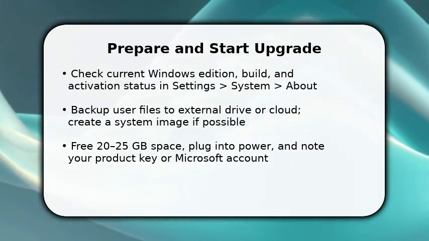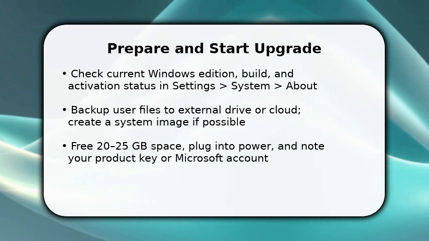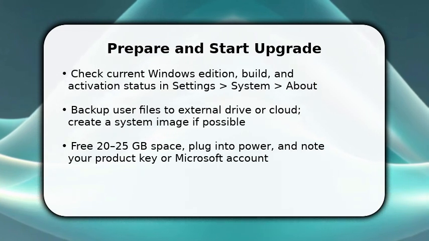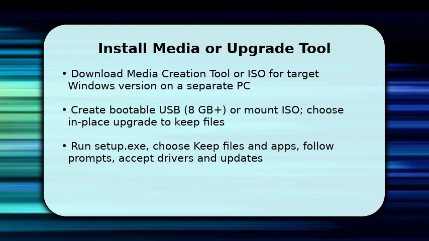Make sure you have at least 20 to 25 GB free and a plugged-in laptop. Also note the product key, or ensure your Microsoft account is linked for automatic activation later. You now create or use installation media. Download the Media Creation Tool, or ISO, for the target Windows version and write it to an 8 GB plus USB. Alternatively, mount the ISO.